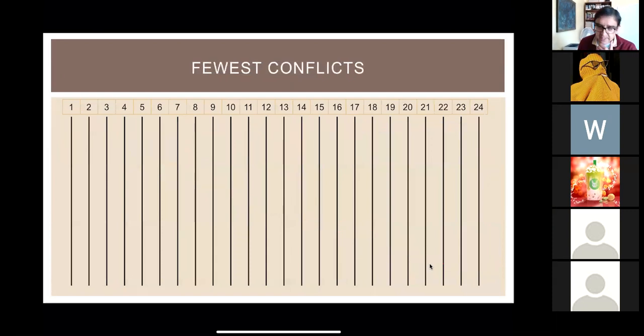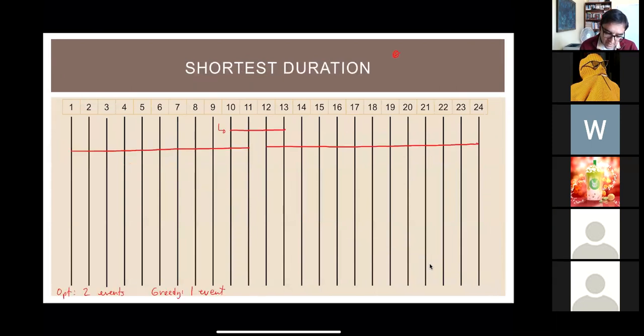Now let's get to the greedy strategy that a bunch of you have been talking about, and that's fewest conflicts. This is kind of an interesting sounding one. Let's go back to our previous examples and see what would happen. What would fewest conflicts do over here? Would fewest conflicts give us the right answer in this case? How many conflicts does this interval have?